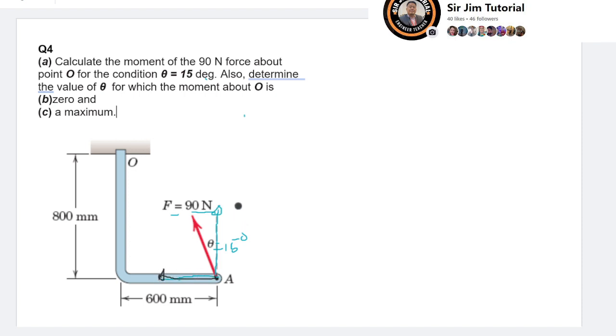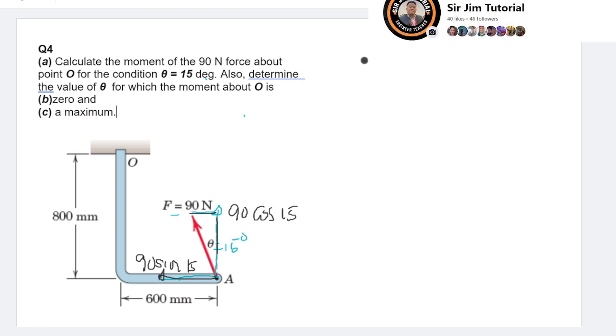Okay. So for your vertical, you have 90. Okay, this is the side, so meaning that is adjacent, cosine theta, which is 15. And then this part is just the opposite, which is 90 sine of 15.